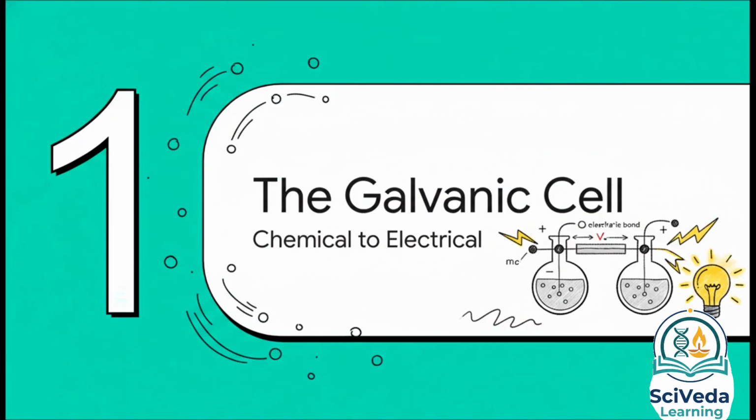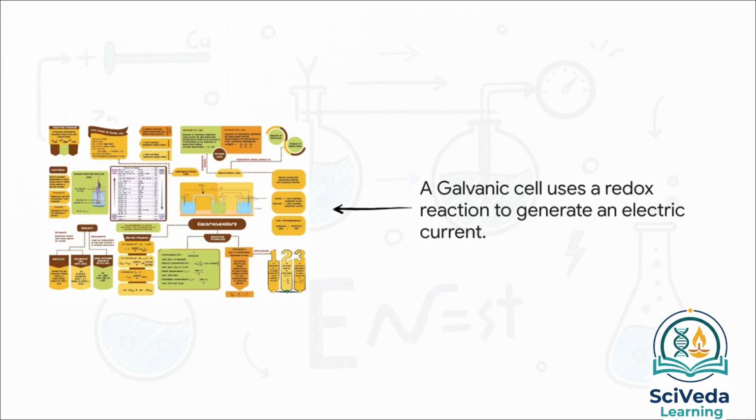Pretty much the whole field of electrochemistry kicks off with understanding this one fundamental device, the galvanic cell. I mean, what's its job? It's all about taking the energy that's locked up inside chemical bonds and turning it into electricity we can actually use. Okay, take a look at this diagram. It might seem complex, but the main idea is actually pretty simple.